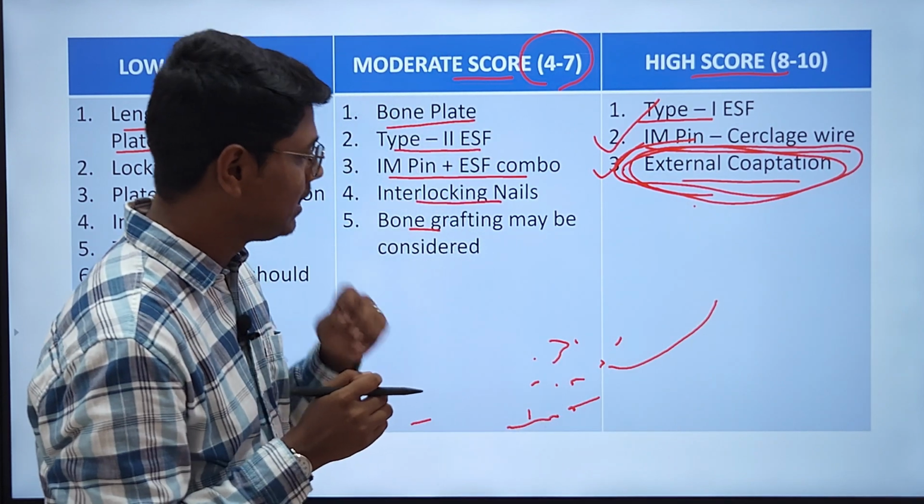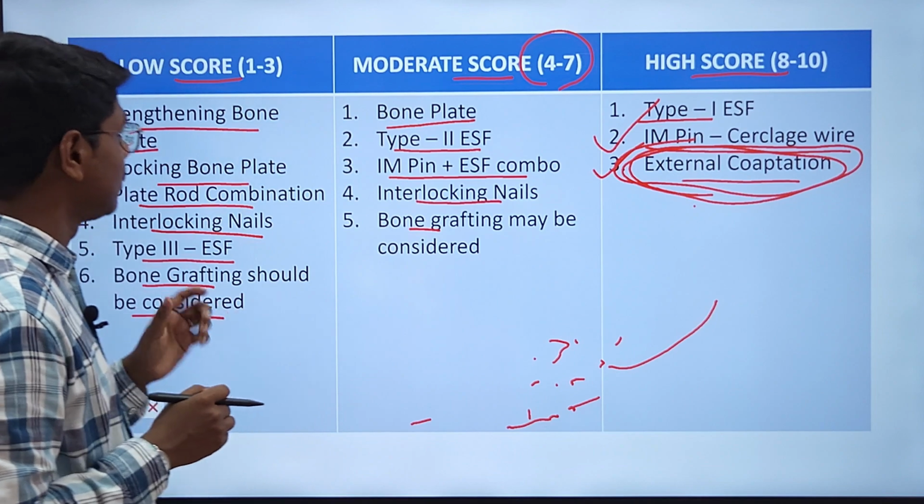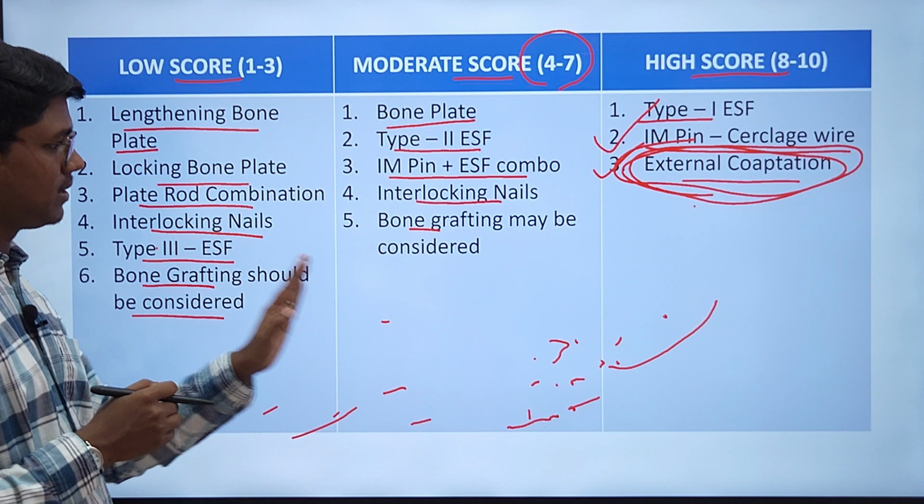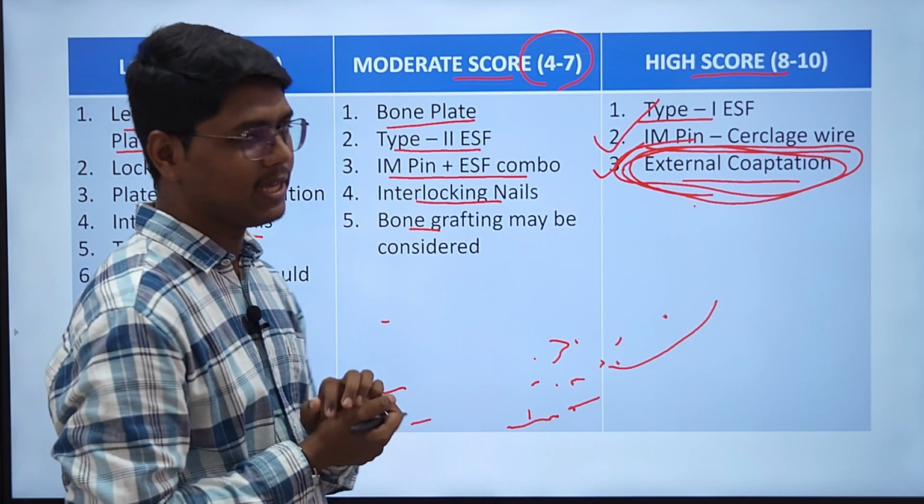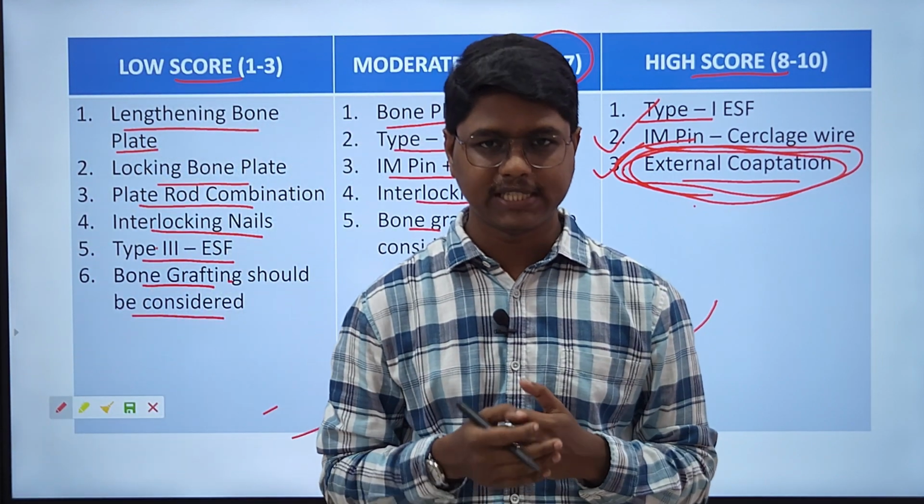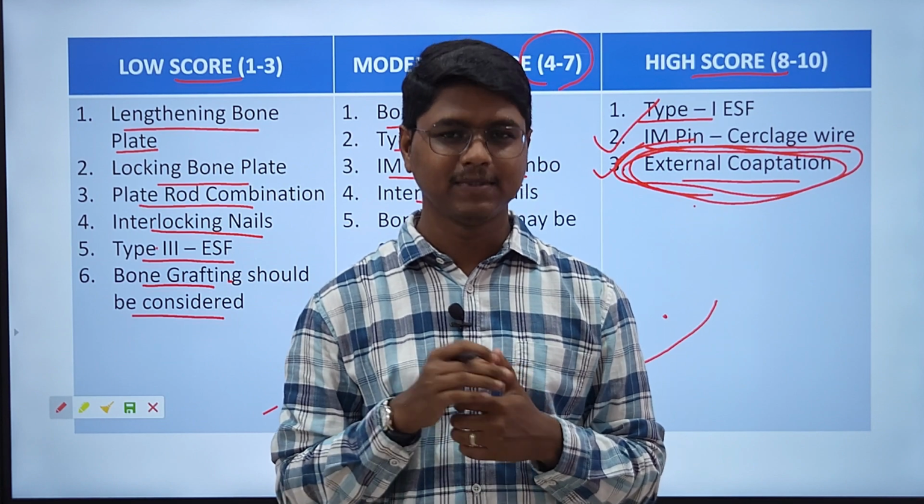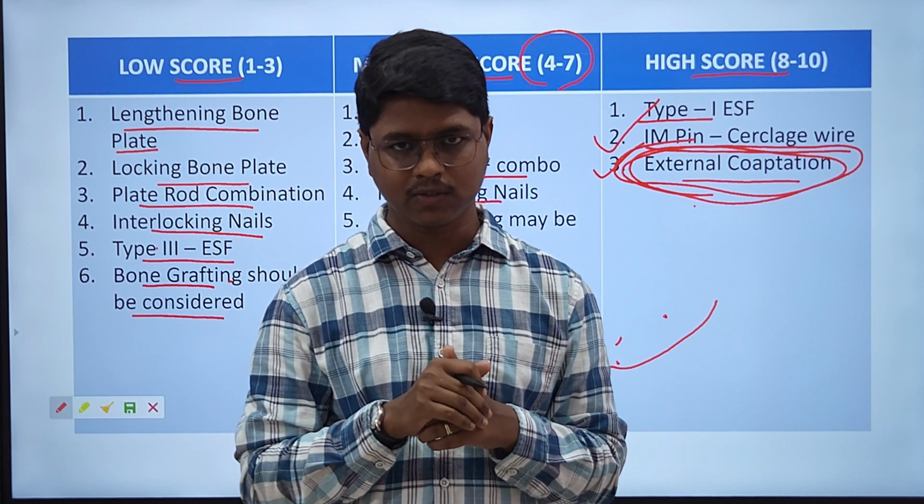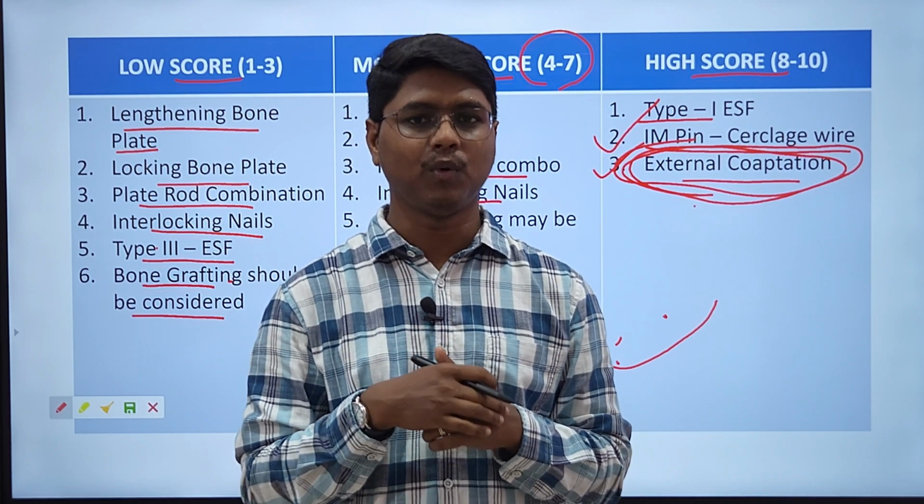So these are the things, that is the low score, moderate score, high score. On the basis of this scoring, you can select your implant. So this is all about today's class. Next class we will go for fracture reduction and its types, as well as bone grafting.